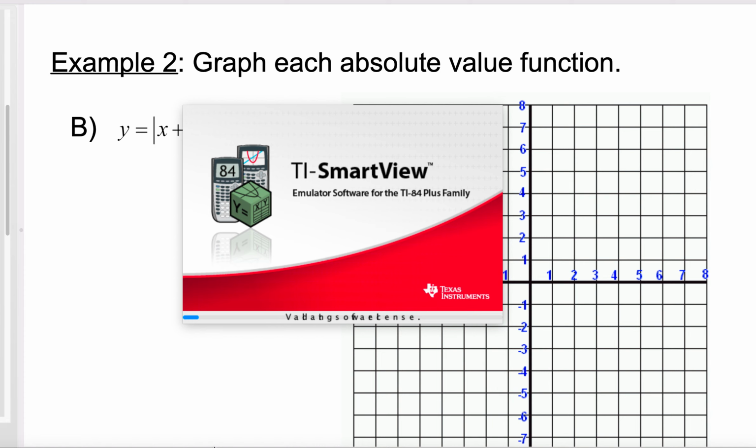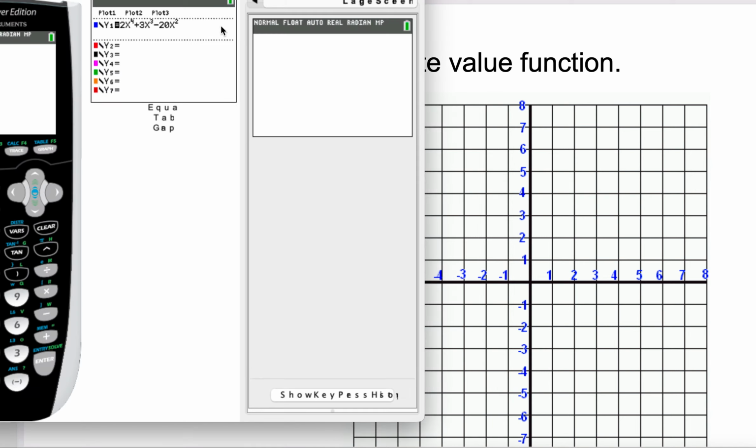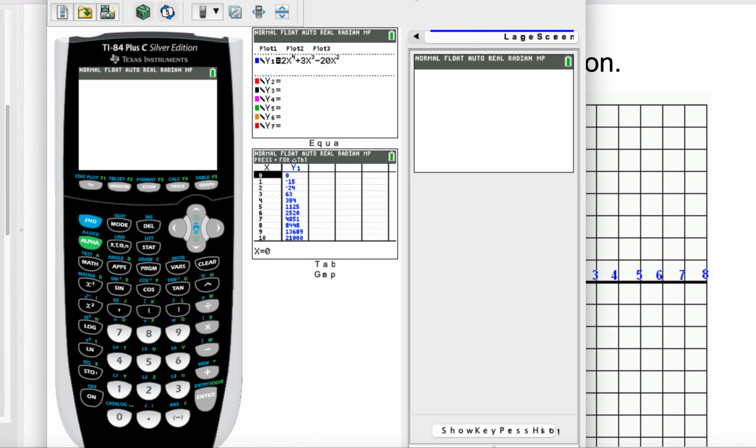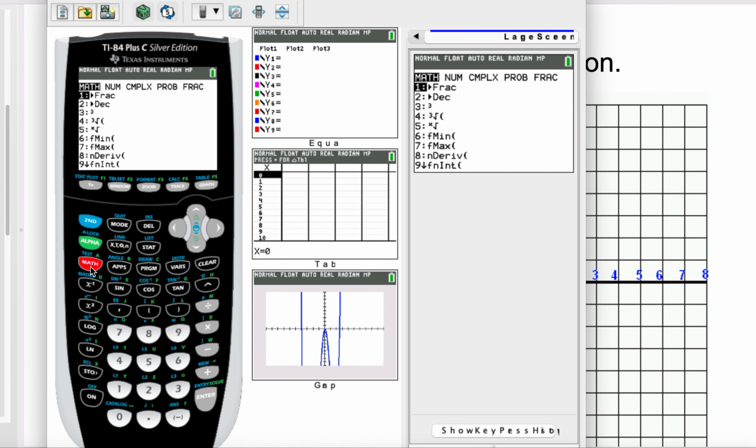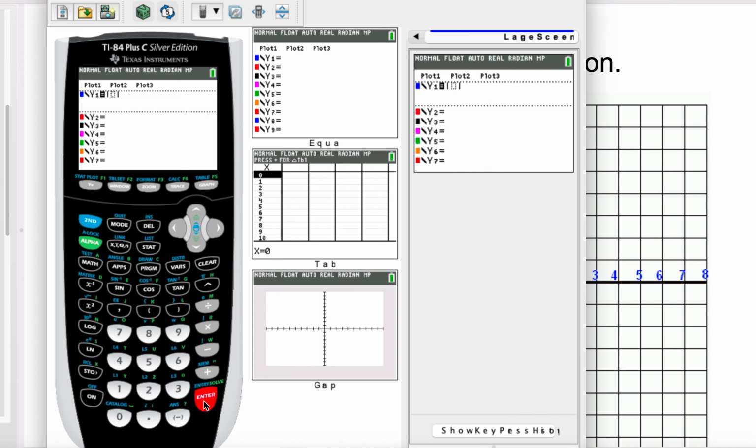The absolute value function is underneath the math key. So I'm going to go to my y equals here. I'm going to clear out what's in there. I'm going to find the absolute value button. It's underneath the math key. I want to go over to num, and right away I see ABS. That's the ABS key. That's the absolute value. Mine shows absolute value symbols. Yours may just say ABS on the outside, and that's okay.